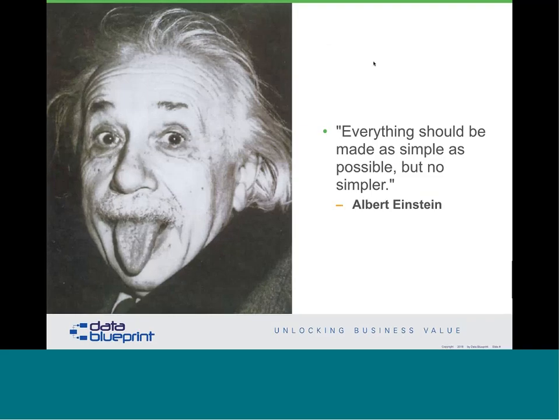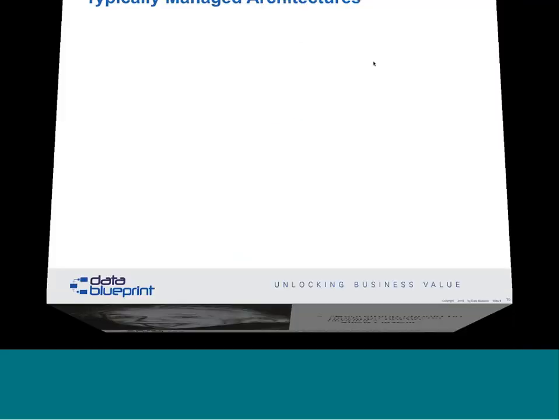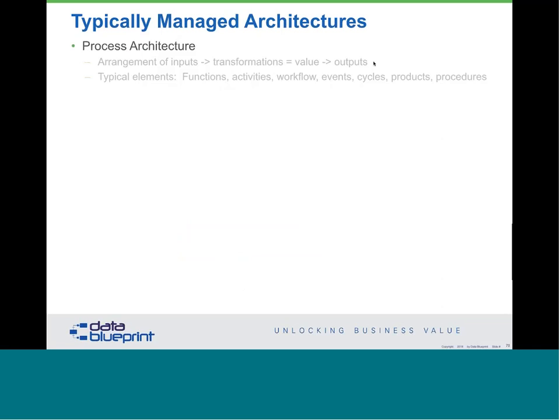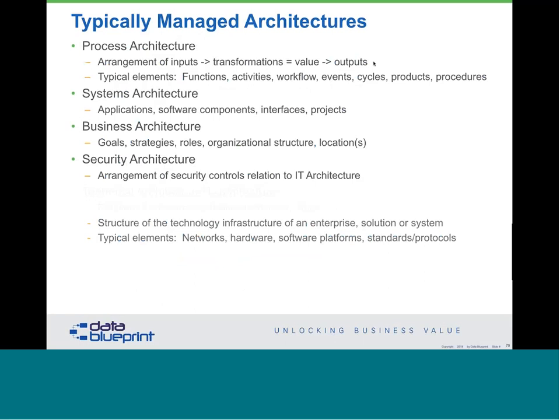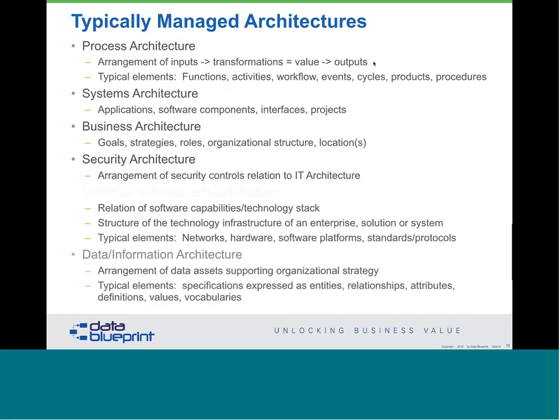Second, Einstein Code, everything should be made as simple as possible and no simpler. So let's look at what organizations manage from an architectural perspective. Process architecture, system architecture, business, security, technical, data, of course, and information. We want to have all those. What we also need to have, though, is management not thinking you're just sitting around in a committee meeting eating cookies and not actually getting any really work done.